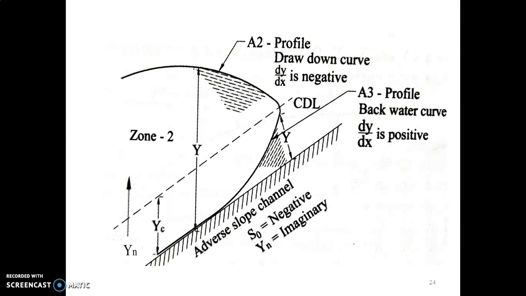So these are the A2 and A3 profiles for the adverse slope channel. A2 is going to be almost horizontal on the upstream side, and it is going to be normal to CDL on the downstream side. The A3 curve is going to start at the CDL on the upstream side, and it is going to meet the channel bottom normally on the downstream side.